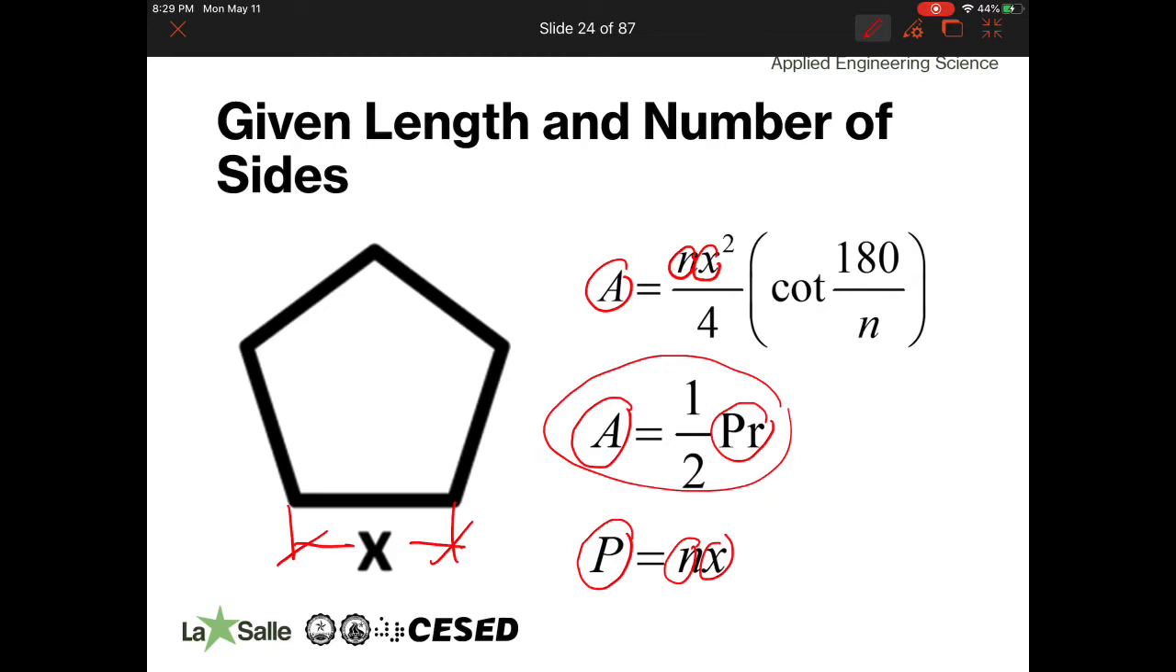So apothem is from the center point of the polygon through here sa isang side. So this one is an example of one side. So siya ay perpendicular. So that is the apothem. Okay. So or shall we call it R? So siya si apothem, right? So area is 1/2 PR.